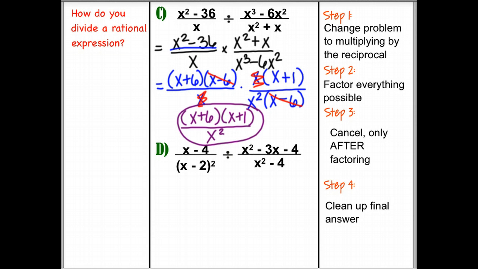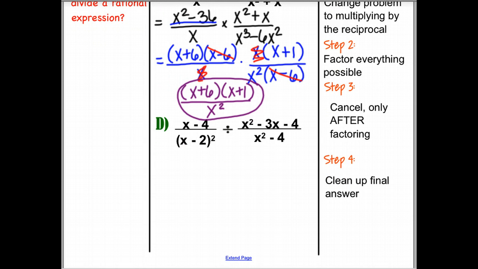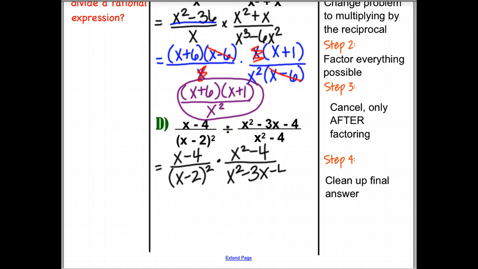Looking at our next example, we have x minus 4 over x minus 2, the quantity squared, divided by x squared minus 3x minus 4 over x squared minus 4. So I'm going to start by rewriting it by multiplying by the reciprocal. We have x minus 4 over x minus 2 quantity squared. We're going to multiply that by x squared minus 4 over x squared minus 3x minus 4.